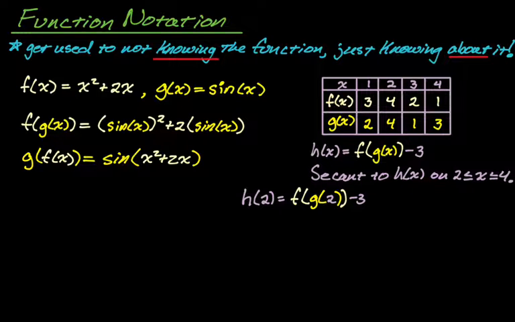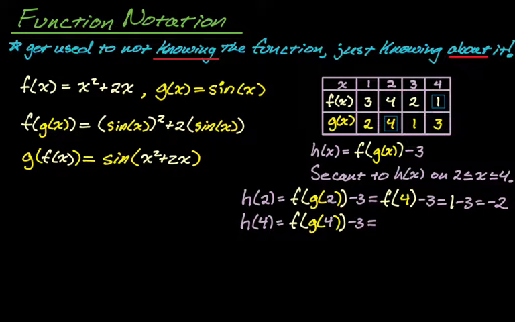h of 2 is f of g of 2 minus 3. Now I need to figure out what g of 2 is. I go to the table. g of 2 is 4. So I'm really finding f of 4, and then I'm going to subtract 3. Now I need to figure out what f of 4 is. f of 4 is 1. So I'm doing 1 minus 3, which is negative 2.